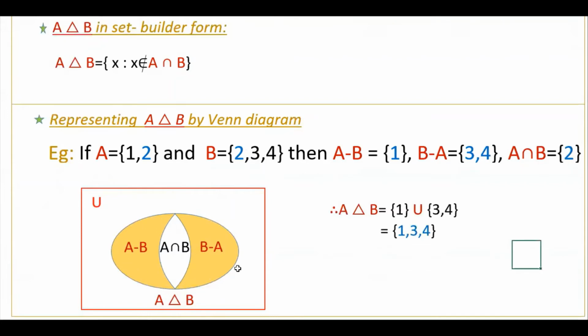So if you see here, this shaded portion, this one is the symmetric difference of A and B. That means A minus B union B minus A. Here these are the elements of A minus B, and here the elements of B minus A. If you union these two, then you will get the symmetric difference of A and B. And this is excluding A intersection B. So you have to show like this. If you calculate the symmetric difference of A and B here, 1, 3, 4. Union these two, 1, 3, 4.